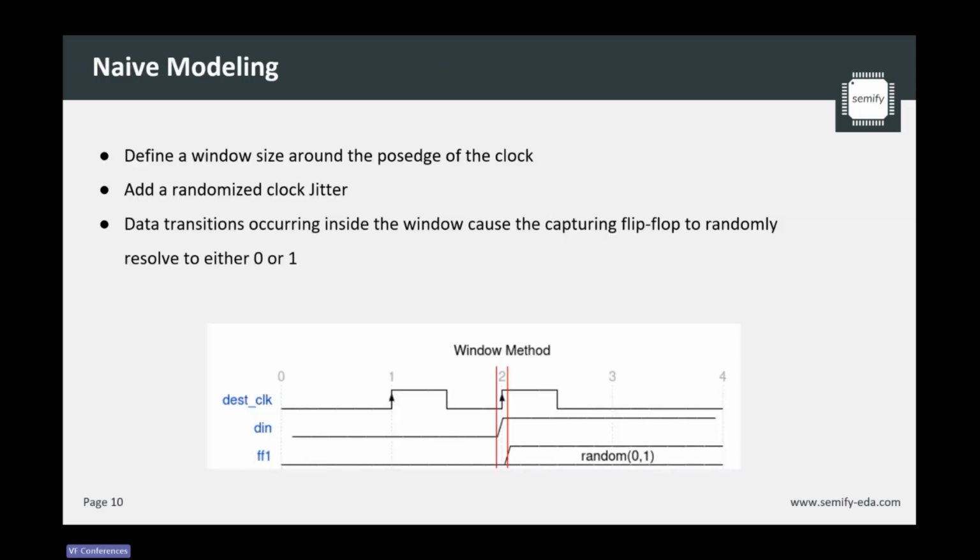So with that being said, what are some ways that we can actually model this metastability within synchronizers? There's a few naive ways of doing it. A common one, which I've actually seen before, is the window method, where you try to get as close as possible to physical hardware. You say that there's some sort of setup and hold window around your positive edge, and if there's a data transition in there, then the value will randomly resolve to a 1 or a 0. Upfront, this seems pretty good, but there are some drawbacks to this model.